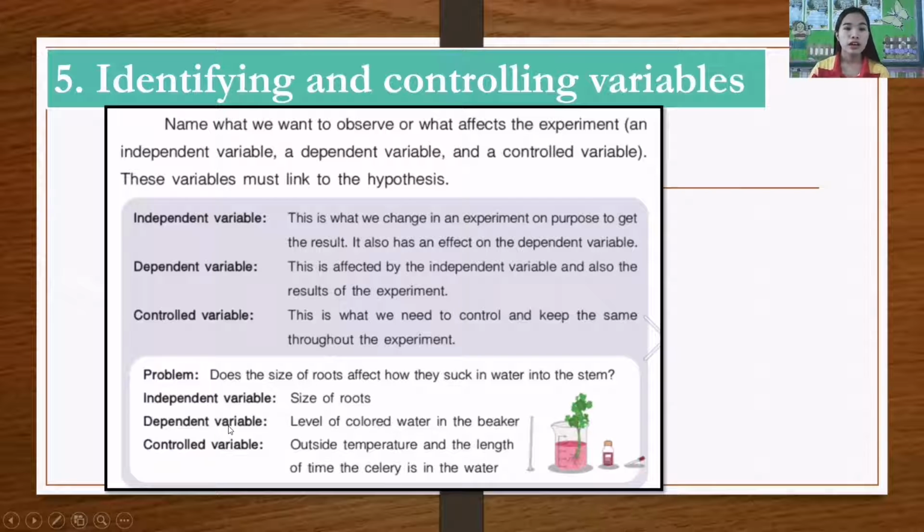Okay, how about the dependent variable? It is the level of colored water in the beaker. Okay, so as you can see, the level of colored water in the beaker here. And the control variable there is the outside temperature and the length of time the celery is in the water. Okay, so this is the experiment.